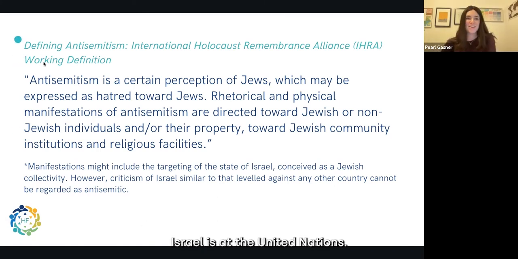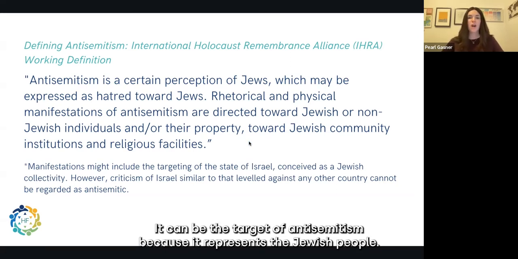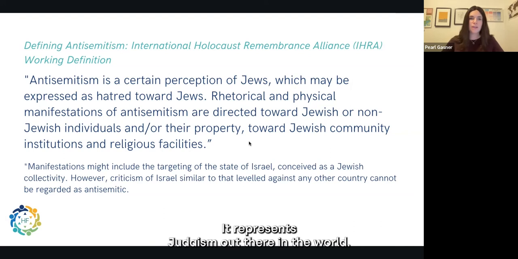Israel is at the United Nations. Israel is a very strong and powerful country. And so what this is saying is that Israel can actually be the target, even though it's not a person. It can be the target of anti-Semitism because it represents the Jewish people. It represents Judaism out there in the world.